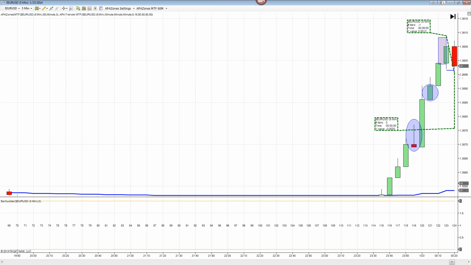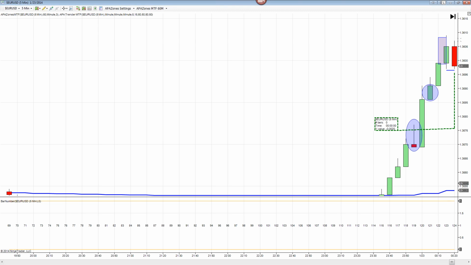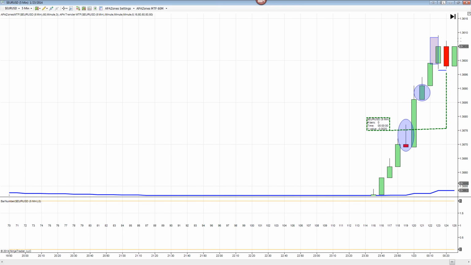I have no idea where the zones are. I have no idea about context of this market. So this is just a pure price action read. Okay. So let's see what happens on the next bar. Oh, the next bar is green.